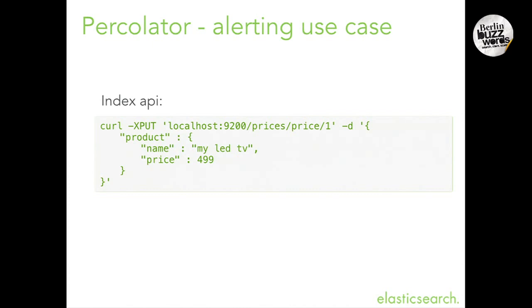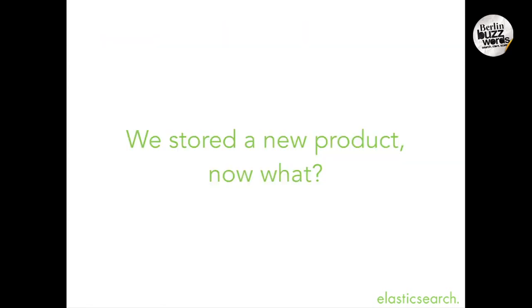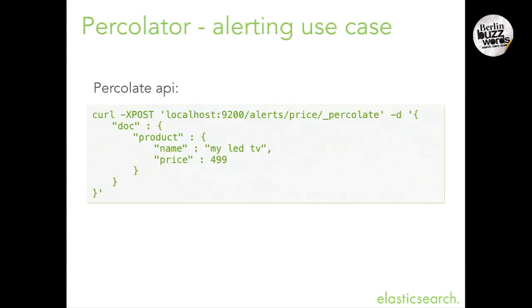Okay, we have this query registered, and now a document gets indexed that happens to have this LED TV below the specific price. So it's a product with a name and price. And what now? It's indexed, but you're not notified by it. So you need to use the Percolator API in order to get notified.